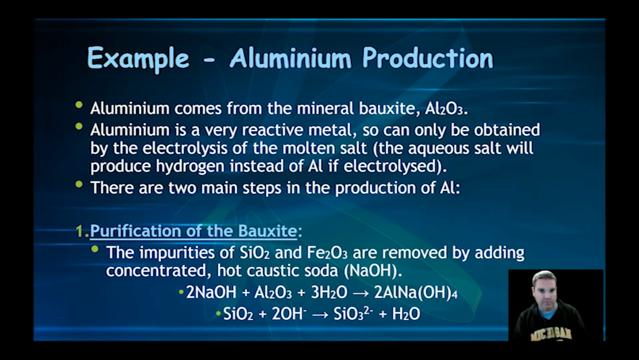So as I said, it comes from the mineral bauxite, Al2O3, and it is a very reactive metal, which is why you find it combined. All right, so you can only use the electrolysis of the molten salt. If you do the aqueous salt, what you've got in an aqueous solution is you've got your salt and you've also got water. Now, water contains hydrogen ions in there. Hydrogens aren't a metal, so hydrogens are much happier to receive electrons to form hydrogen gas than a metal is.